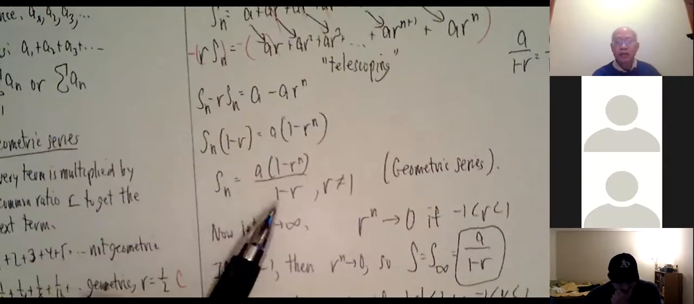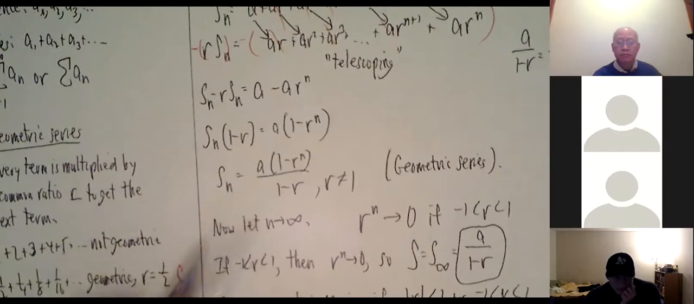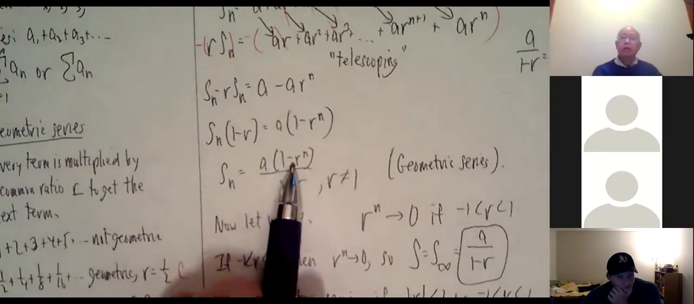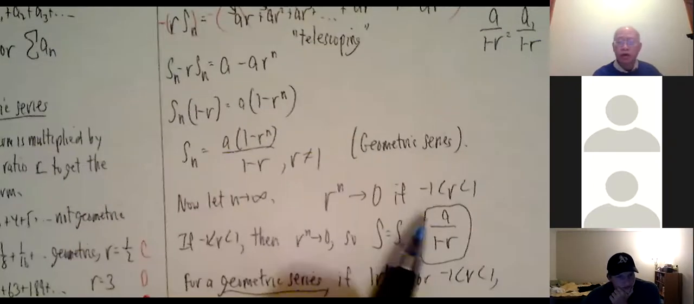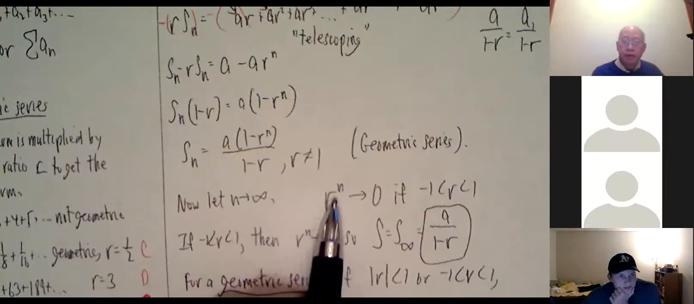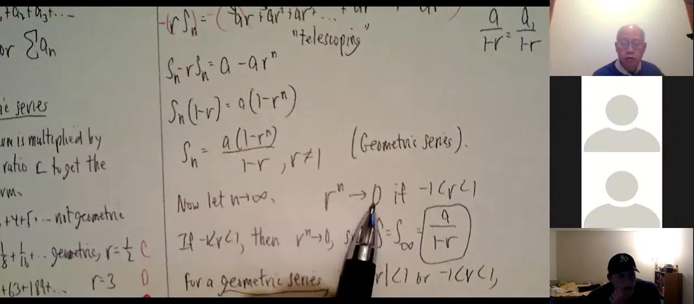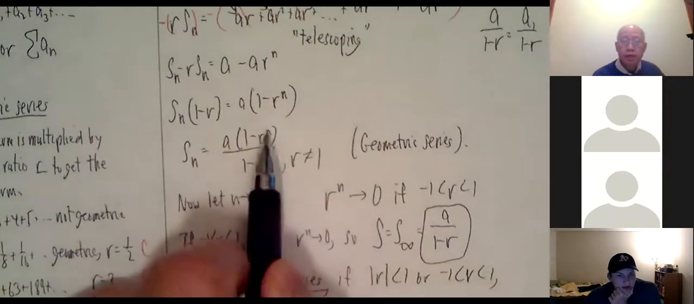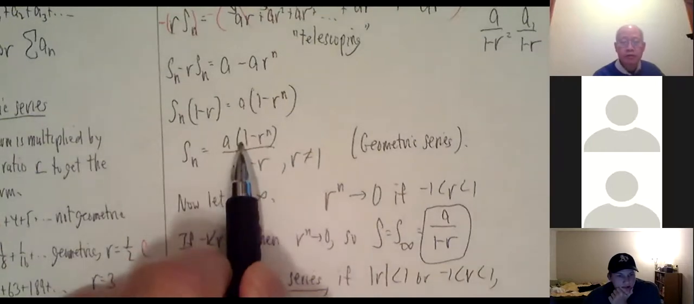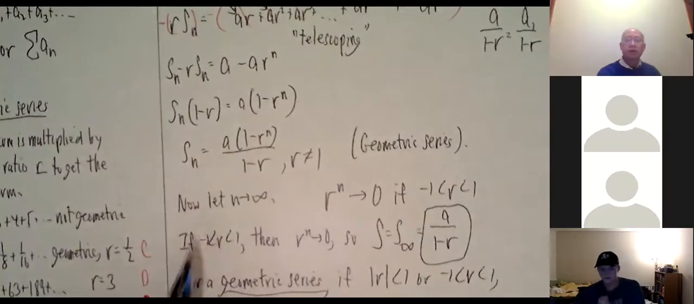Okay. For a finite geometric series, this is a sum. And now if you let n approach infinity, if r is between negative 1 and 1, like 2/3 or negative 2/3, then r to the n approaches 0. If this approaches 0, just forget about it. You have a times 1, or a over 1 minus r. Okay.